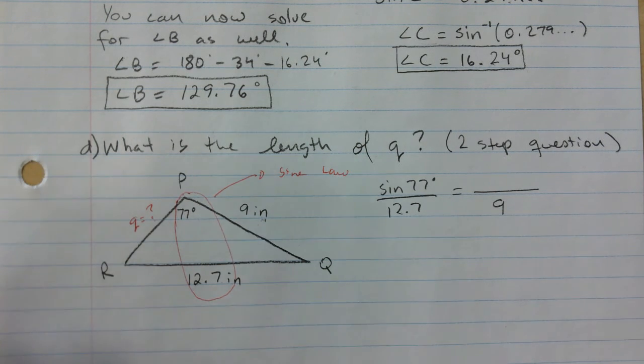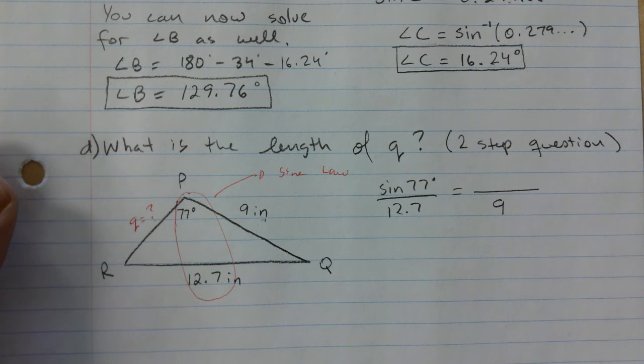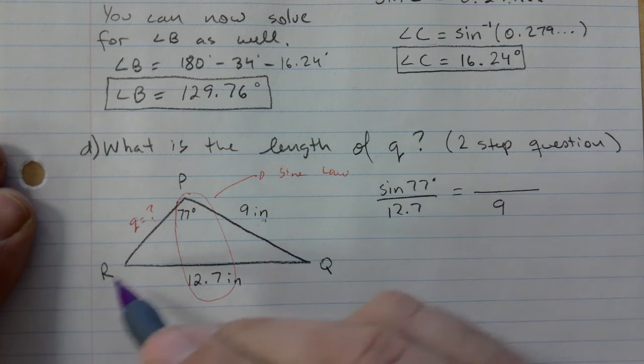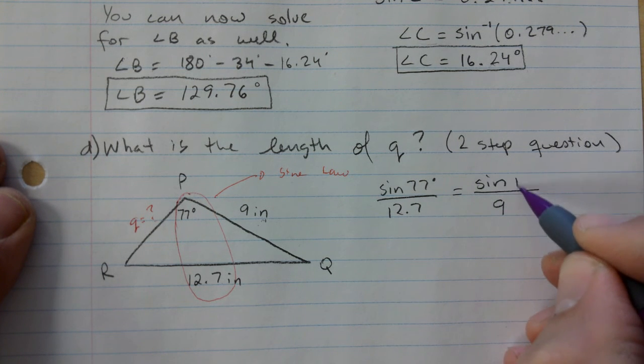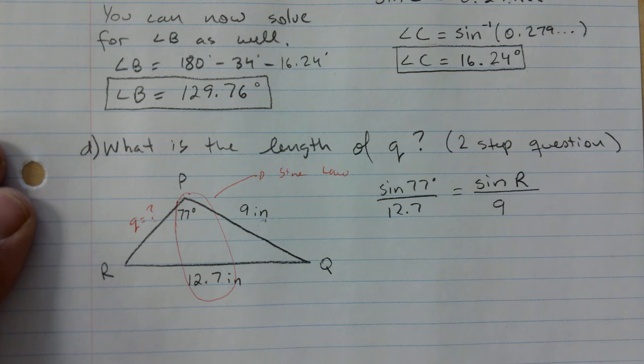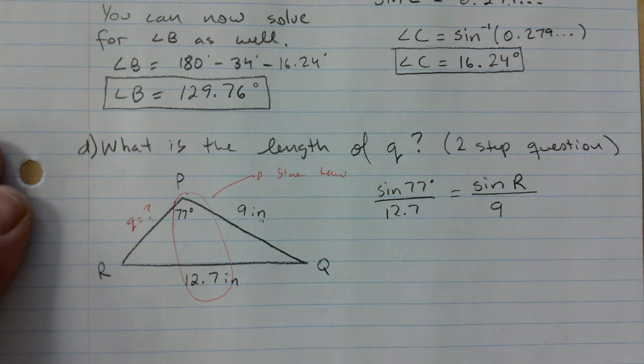So sometimes it's just better to try to solve for everything, and maybe along the way you might find what you're actually supposed to find, right? Like if all else fails, just do that, right? So sine R is what we're going to solve for.